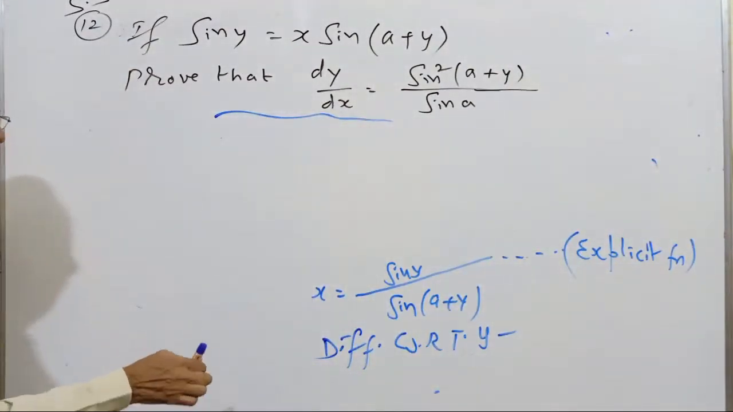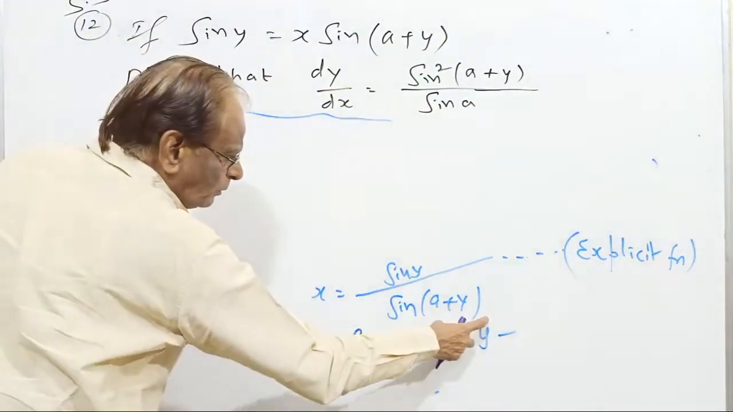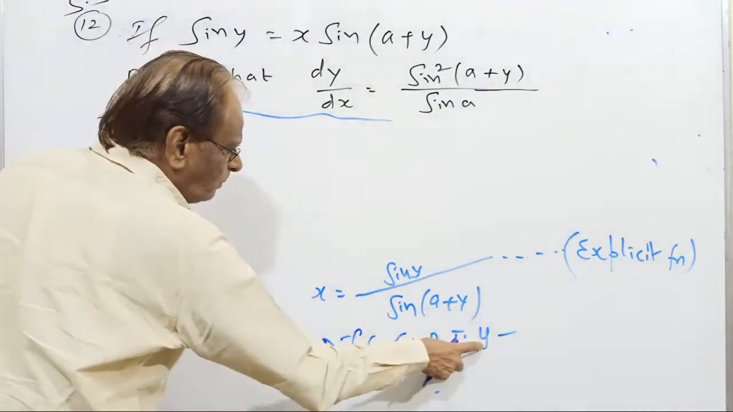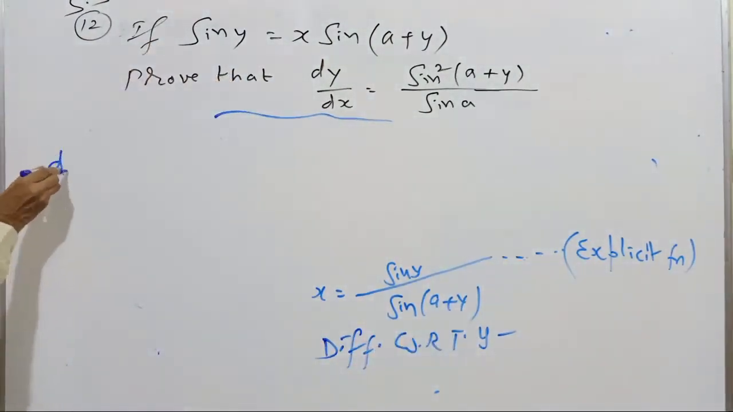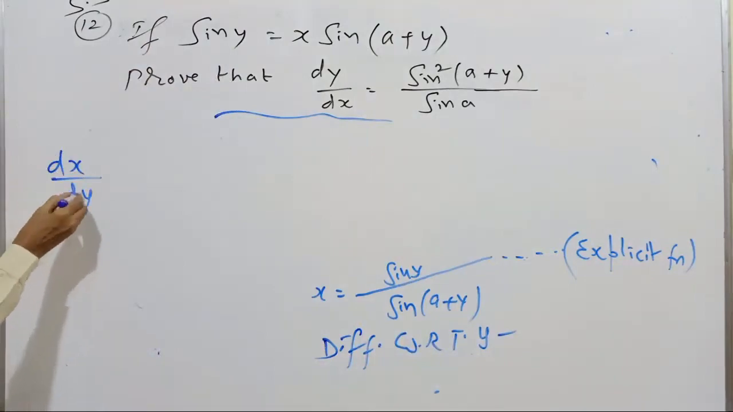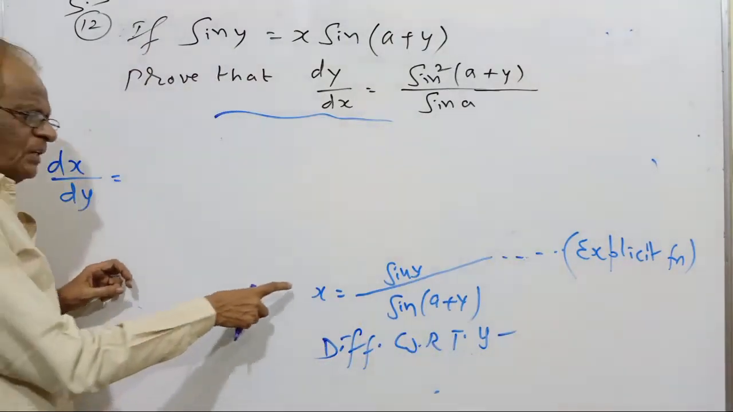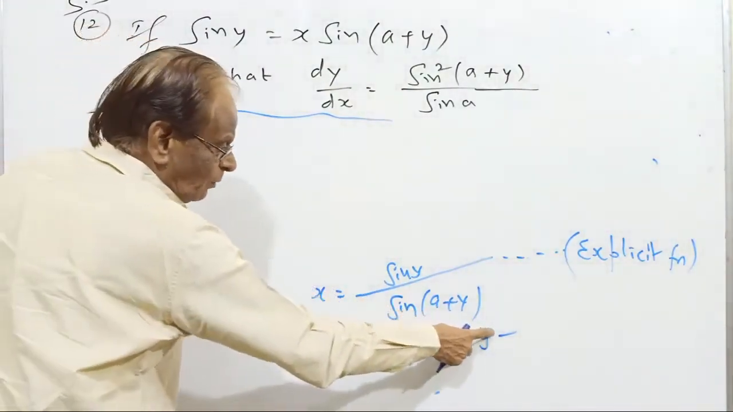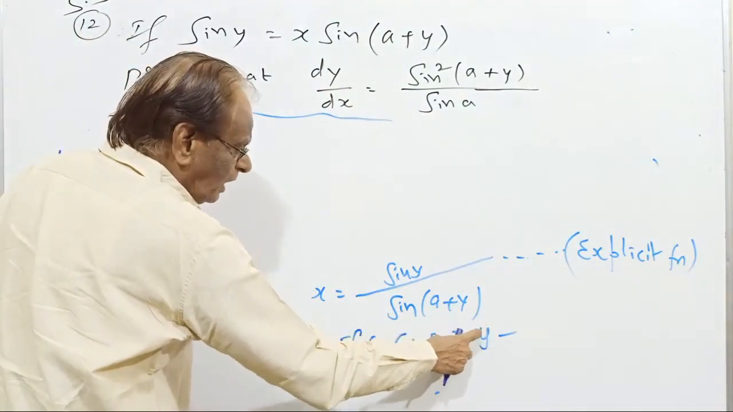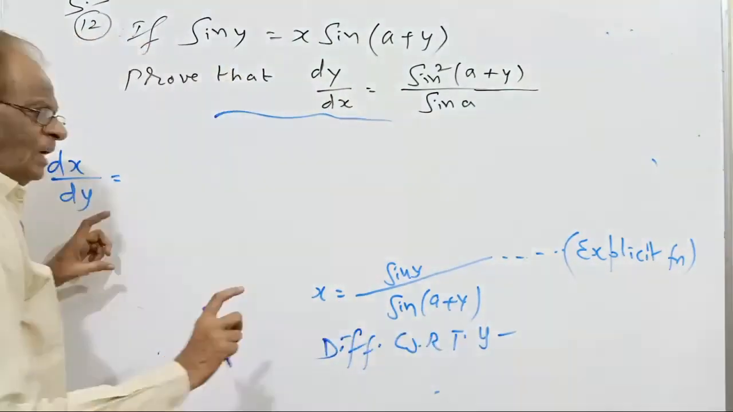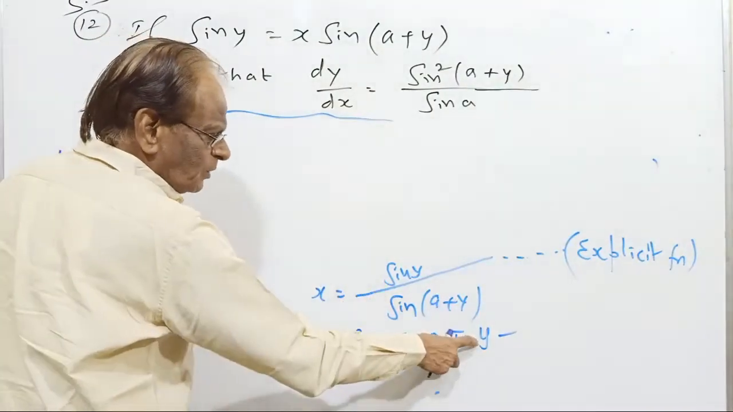The differentiation of x with respect to x is one, but with respect to another letter y it is dx by dy. On the right side, y with respect to y.